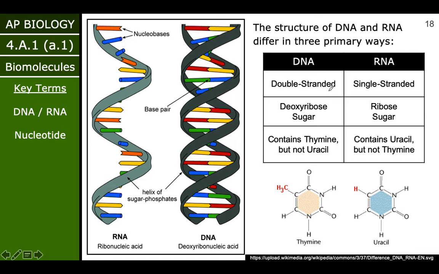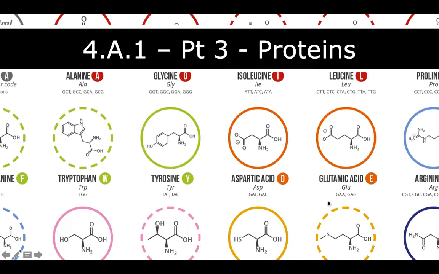So as I said, DNA is double-stranded, RNA is single-stranded. DNA uses a deoxyribose sugar, that's why it's D instead of R, whereas RNA uses ribose sugar. And then, of course, the T instead of the U for RNA and the U instead of the T for DNA. And then here's just what those differences look like on an actual nucleotide molecule diagram.